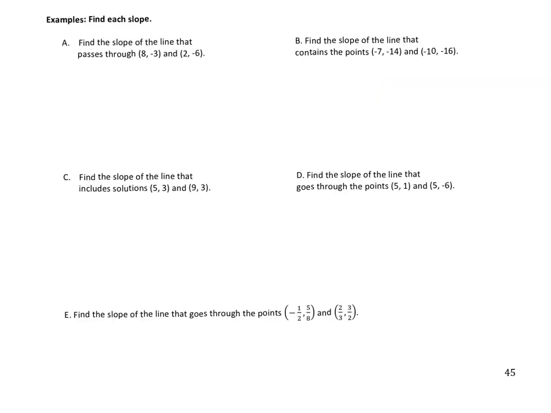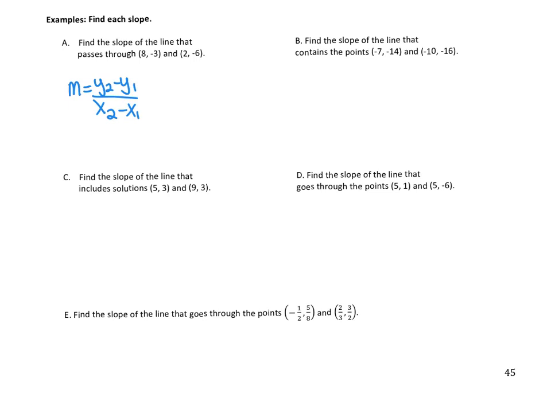Now let's do some examples. Hopefully these match the examples in your notes, and if not, you can use separate paper to write them down. A, find the slope of the line that passes through (8, -3) and (2, -6). I know that my formula is m, or the slope, is (y2 - y1) over (x2 - x1).